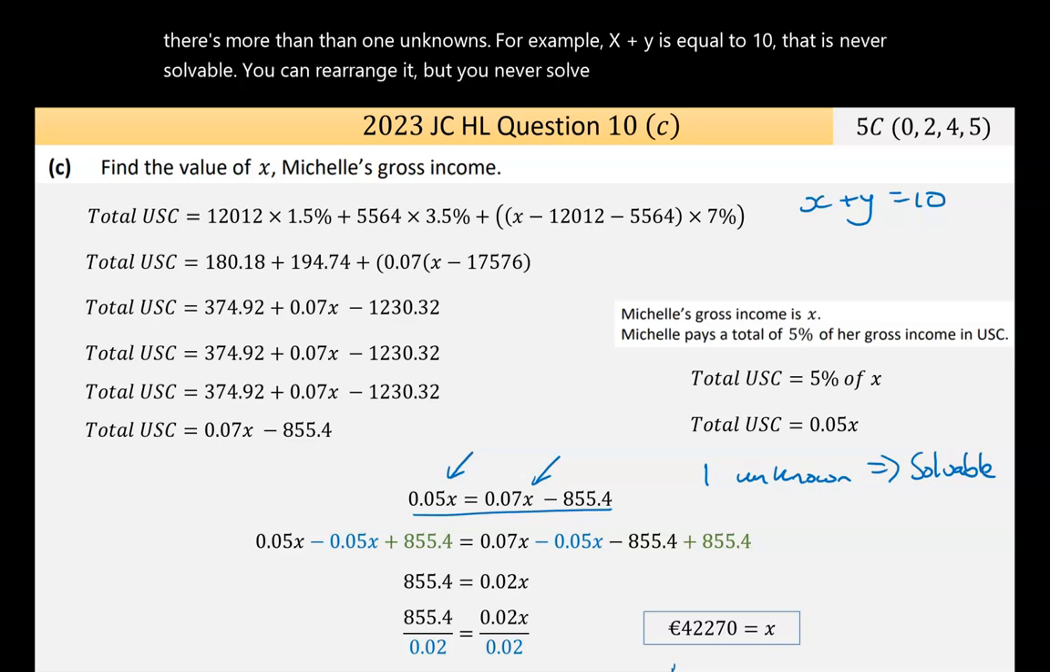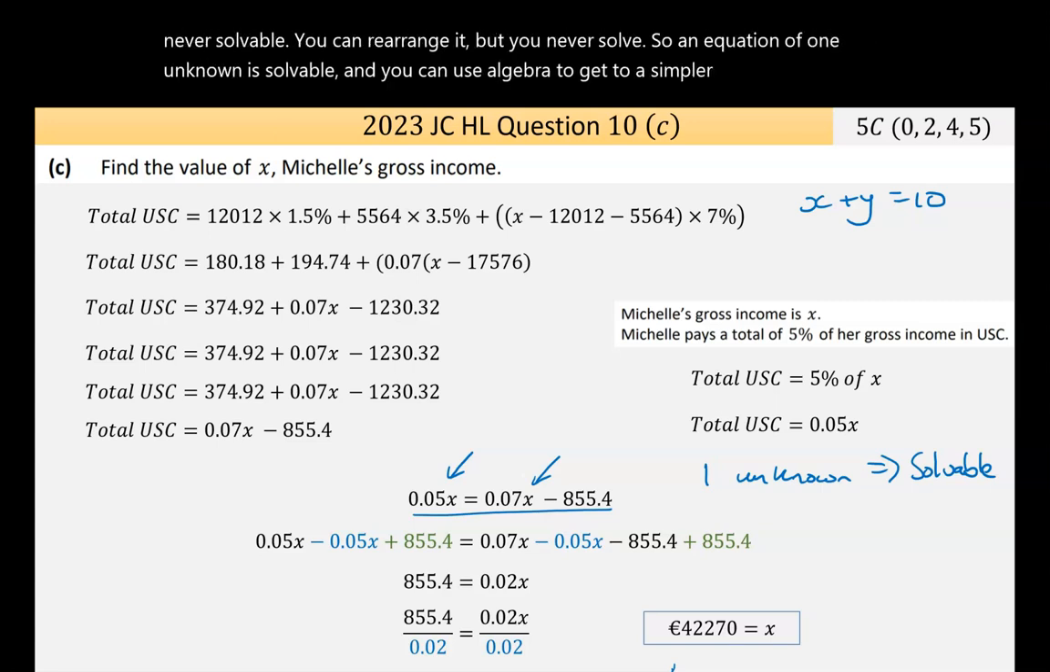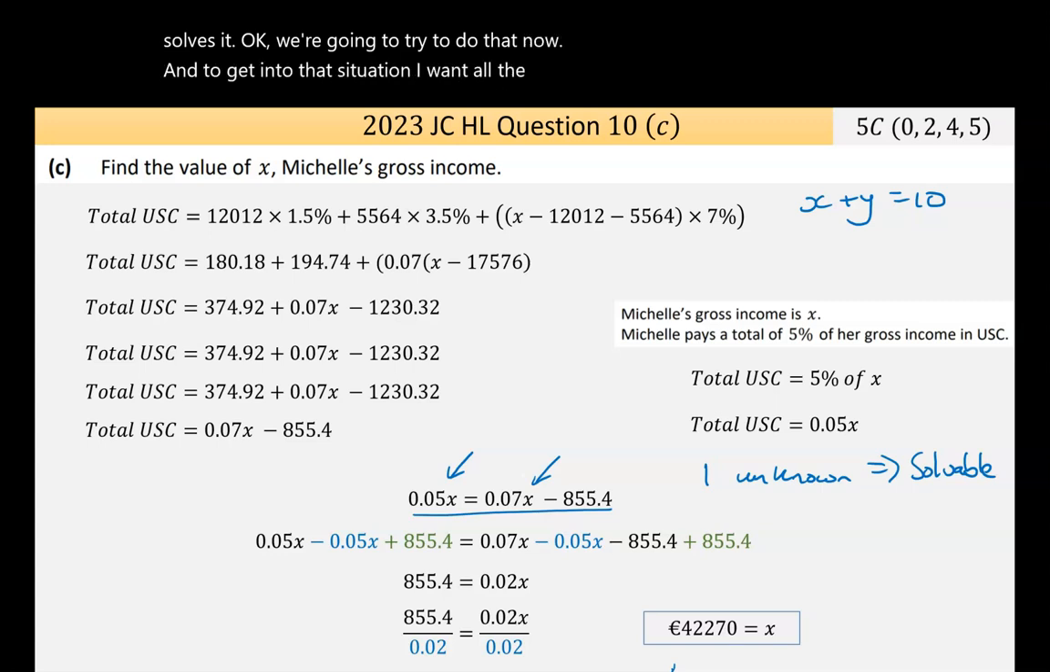You can rearrange it, but you can never solve it. So an equation of one unknown is solvable, and you can use algebra to get to a simpler version of it, which hopefully solves it. We're going to try to do that now. To get into that situation, I want all the x's on one side, and typically you want the larger x on one side.